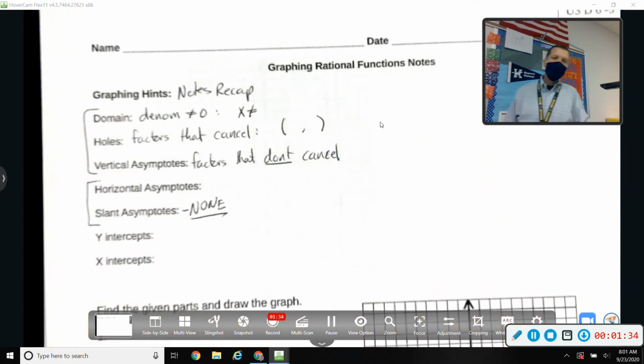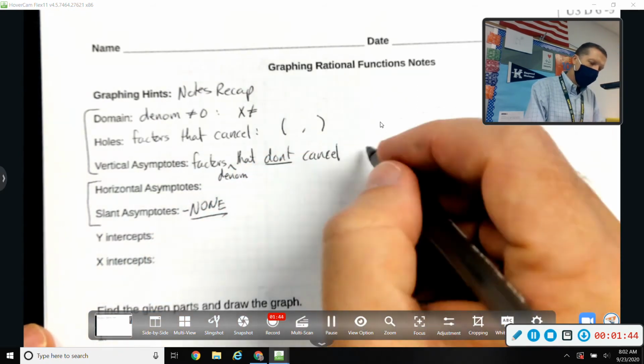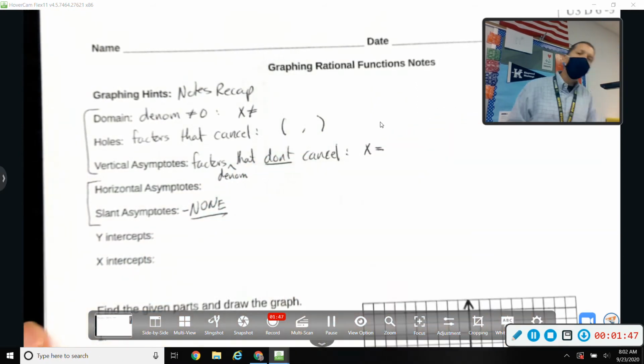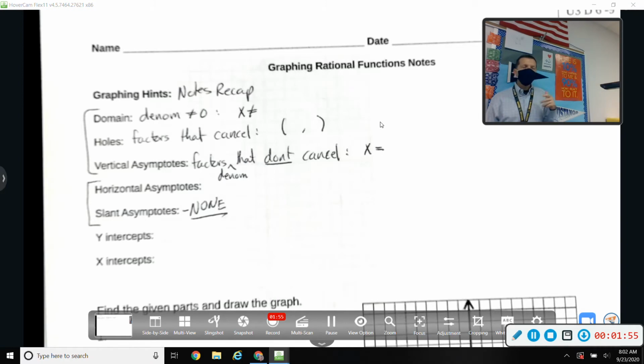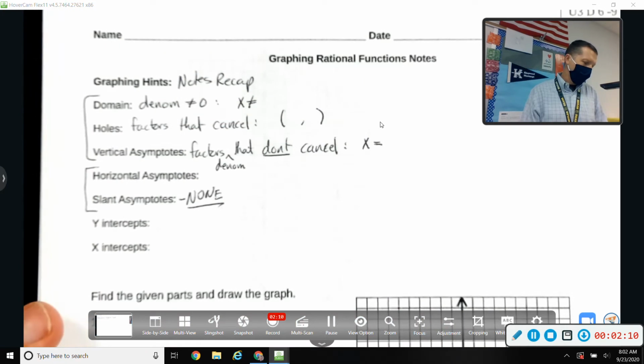The vertical asymptotes were factors that don't cancel, or I guess we should say, factors of the denominator that don't cancel. And so that looks like x equals 2 or x equals 5. And you could have any number of holes and or asymptotes. I mean, we're not going to make them super complicated, but you could write a problem that had 2 holes and 4 vertical asymptotes. That would be annoying for you to do, and we won't do that to you, but you could have any number of holes and vertical asymptotes.